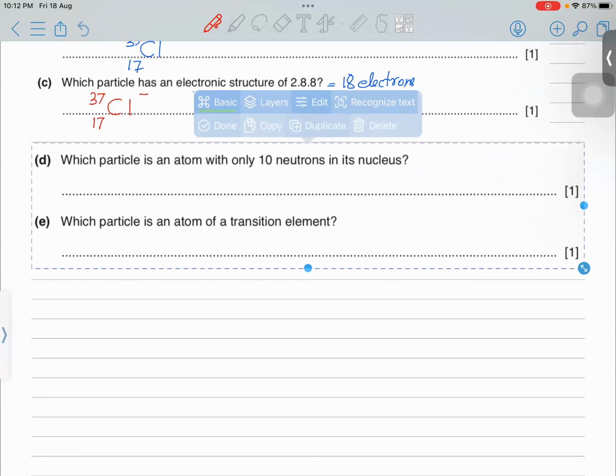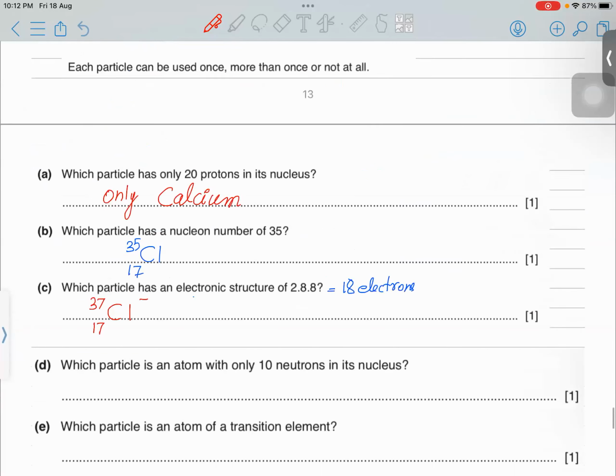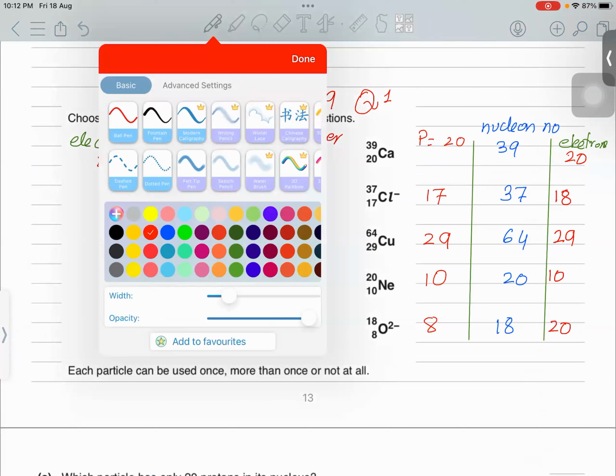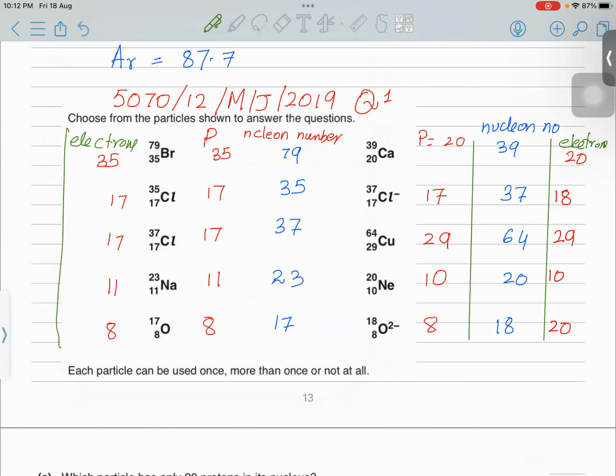Which particle is an atom with only 10 neutrons? Ten neutrons. Sir, with 10 neutrons, it's neon. Neon. So you know that these are practice questions.